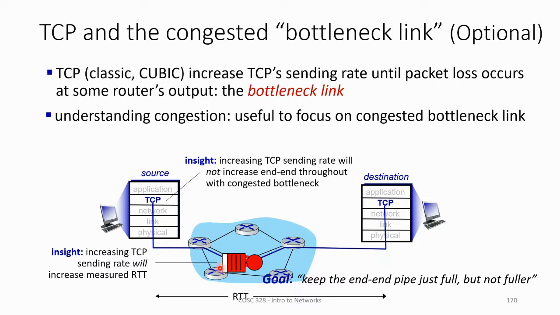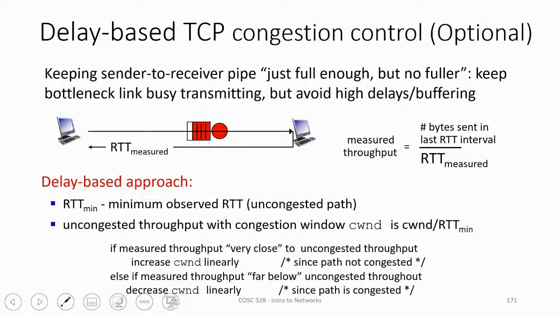So the goal in this bottleneck approach is to keep the end-to-end pipeline full. Try to send as many packets as possible, but not so many that it overflows the bottleneck buffer. This is the idea behind delay-based TCP congestion control. It knows the throughput, because it can measure the number of bytes sent in the last RTT interval. It can measure the RTT as well, and it also knows the minimum RTT it previously observed.